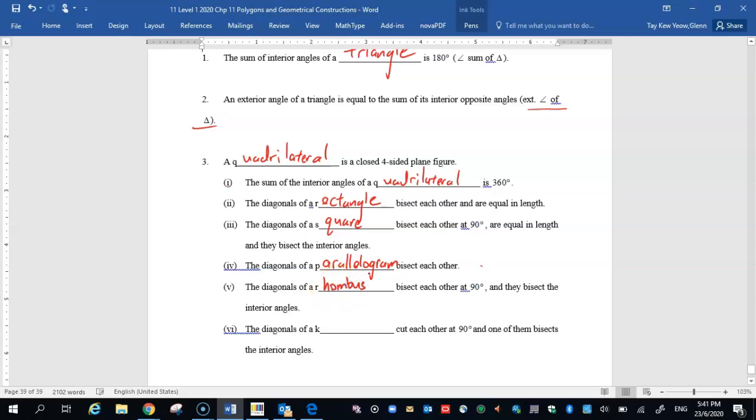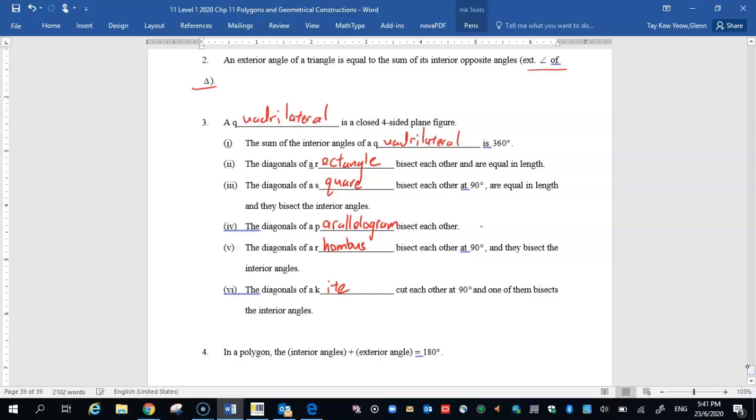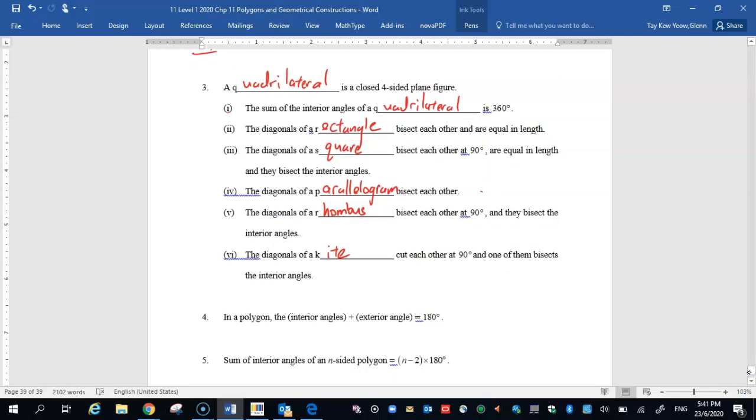And then finally, the diagonals of a what cut each other at 90 degrees, and one of them bisects the interior angles? So that is the kite. In the kite, only one of the diagonals bisects the angles, the one where the line started from. Just like this, this is the diagonal that bisects the interior angles here and here.